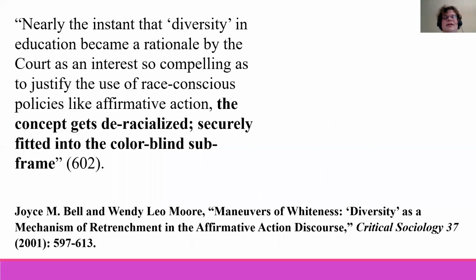The next essay I want to talk about takes this argument a little bit further. And so Moore and Bell, in their article, Maneuvers of Whiteness, argue that the use of diversity, especially in the context of affirmative action policies, can foster colorblindness. In particular, they write that nearly the instant that diversity in education became a rationale by the court as an interest so compelling as to justify the use of race-conscious policies like affirmative action, the concept gets deracialized, securely fitted into the colorblind subframe.